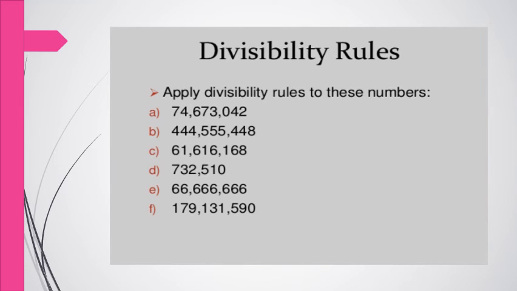Okay, now I am giving you the assignment. In this assignment you will apply the divisibility rule to check which numbers can divide these numbers and which numbers will not divide these numbers. So you have to apply the divisibility rule for all the digits that we have learned, from table 2 to table 10. You will tell which numbers can divide these numbers and which numbers cannot divide these numbers.